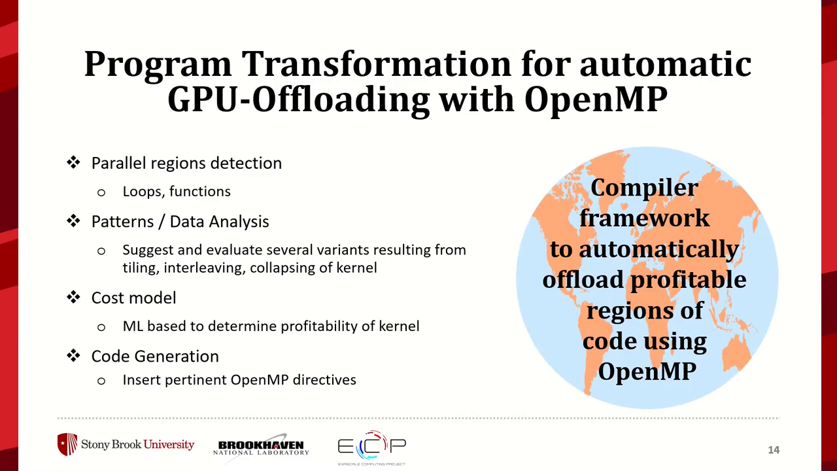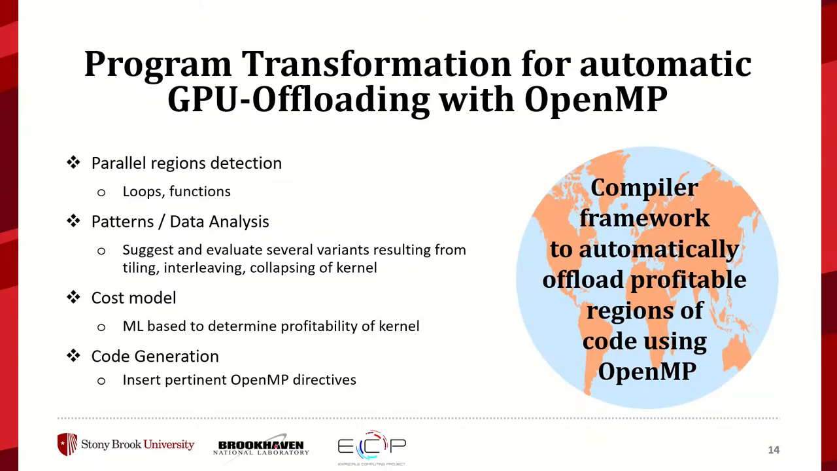One reason why we worked on the implementation of metadirective was that we needed it for another ECP project of program transformation for automatic GPU offloading with OpenMP, which happens to be the topic of my PhD as well. In this project, we are building a compiler framework to automatically offload profitable region of code to the GPU. For that, we identify parallel regions and suggest multiple variants of the region resulting from optimizations like tiling, interleaving, collapsing, etc., or using different chunk size or thread size on the GPU.